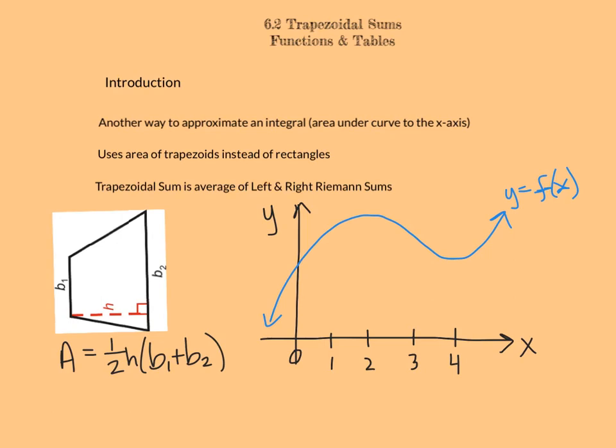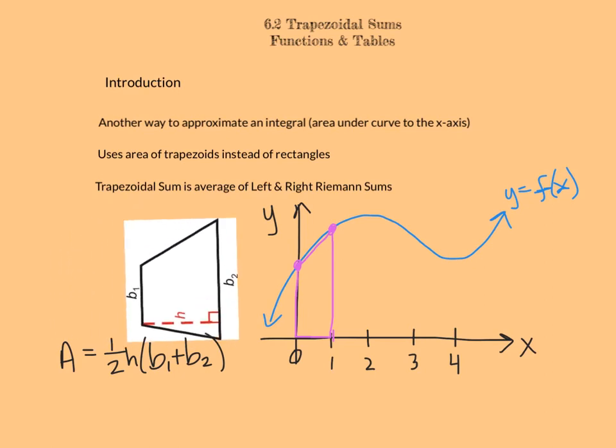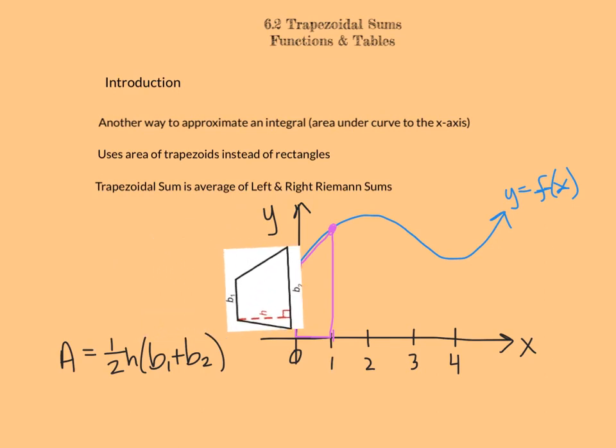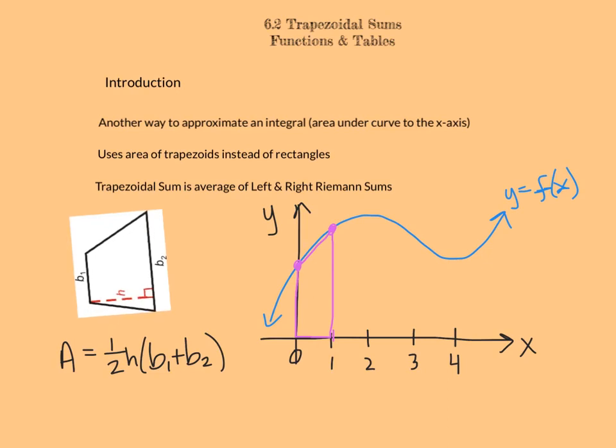So I will draw the first trapezoid in purple. If we go up to the y value, so f of 0 right here, and then to f of 1 right here, this trapezoid will be slightly under the curve, and it will look just like that. So it basically looks like this guy. This guy could fit right here. So the height is really the distance between our x values, which we call delta x.